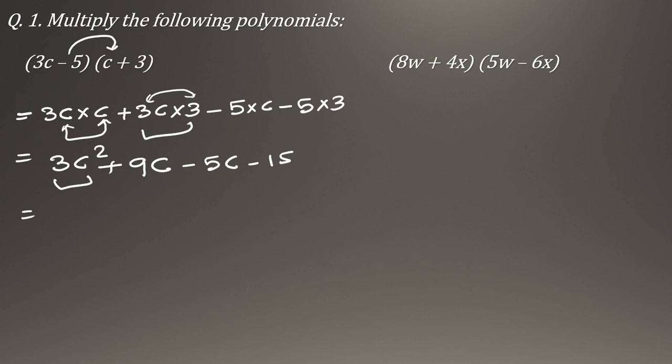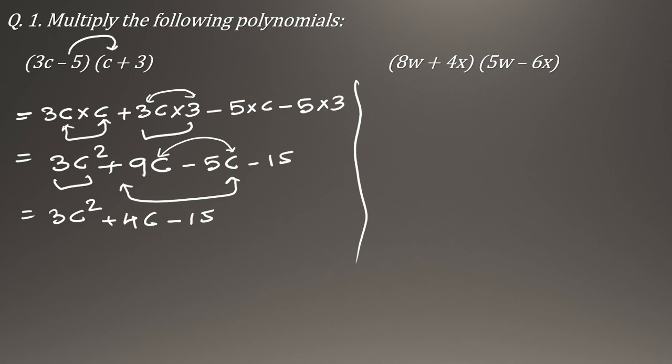to, we have 3c square, c square we have only one time, so just write it as it is. Now plus 9c and minus 5c, they have the same variable with the same power, c to the power 1, c to the power 1. One is plus 9, another is minus 5. So plus 9 and minus 5 will be plus 4. So it will be 4c and minus 15 as it is. This will be the answer.